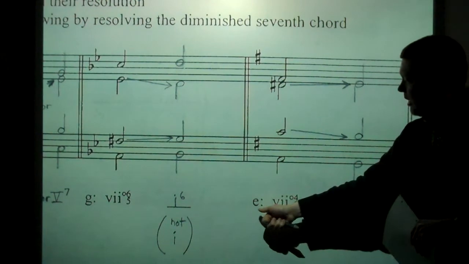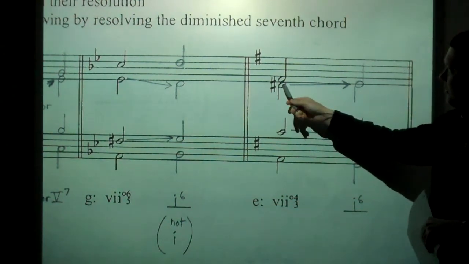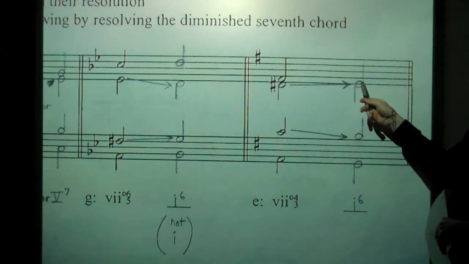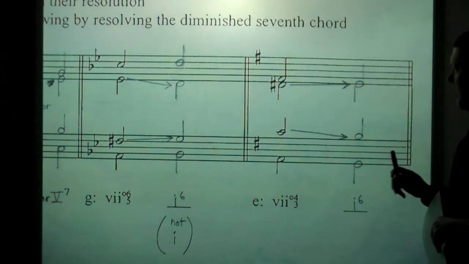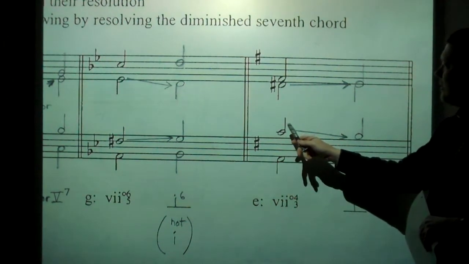First of all, T of the key is D sharp. There's the D sharp in the alto. So T of the key always goes up by half step to Do, so I took it up to an E. The other tendency tone in this first chord is a C.